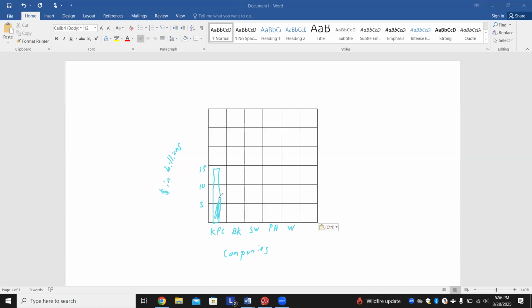All right. Try to make that about the same depth as you can. Burger King is at 10. But nope, Burger King's at 12.7. So that's about halfway. Subway is at 10.